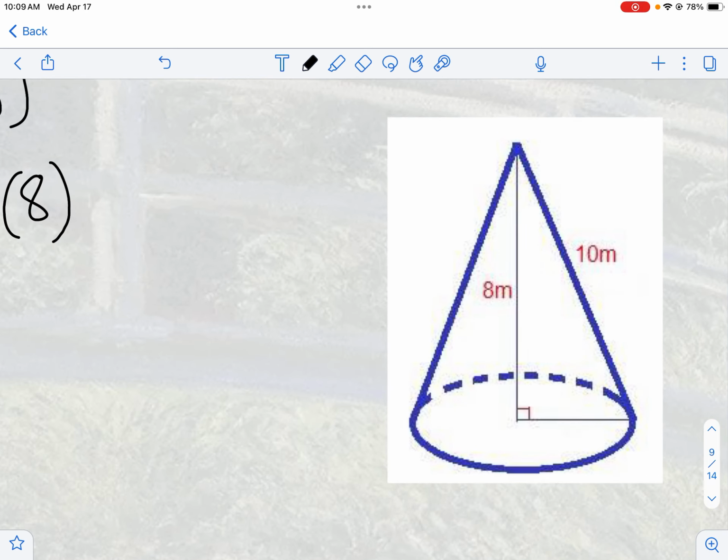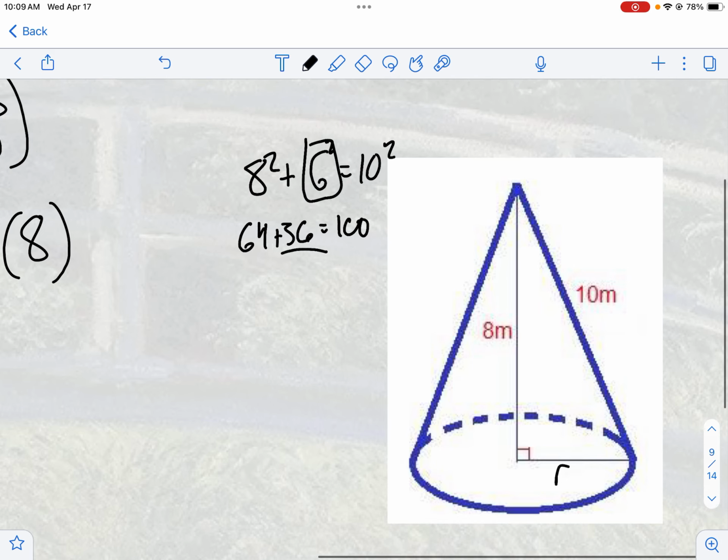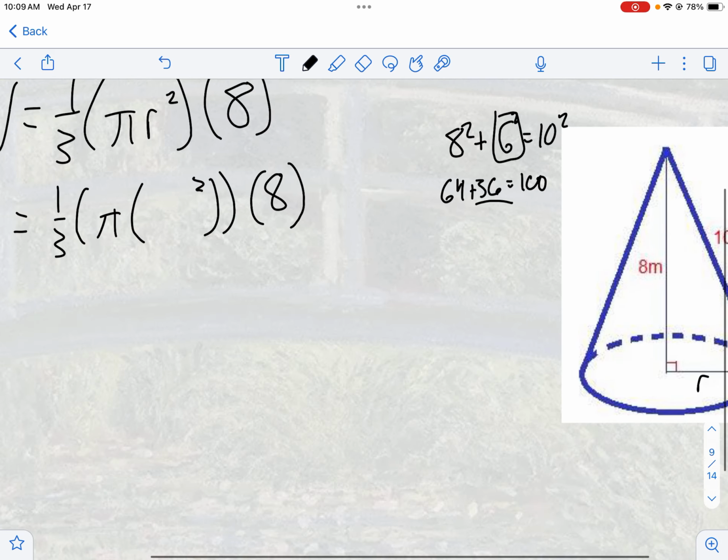Well, again, anytime I have a right triangle and 2 sides and 1 missing side, I'm going to want to use the Pythagorean theorem. So I'm going to have 8 squared plus r squared equals 10 squared. Anybody see a pattern? We said 6, 8, 10 became 3, 4, 5. So what do you think r is? r is indeed going to be 6, because 64 plus 36 is 100. Perfect. So if you know your 3, 4, 5s and you can recognize them, you can save yourself some time, which I love to do.